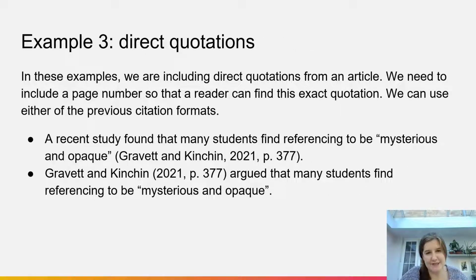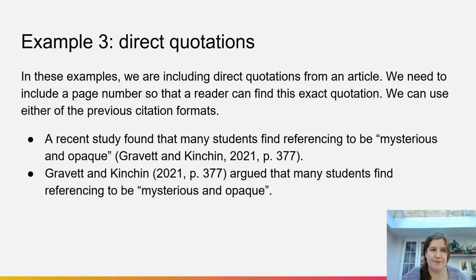And here's a couple of examples using a direct quotation. So going back to the example in a previous video, a recent study found that many students find referencing to be mysterious and opaque because we've used that quotation. We've included a page number in the citation. But if you use the author's names in the sentence, then you would just include the date and the page number in the brackets. So those are 2 different ways of saying exactly the same thing.